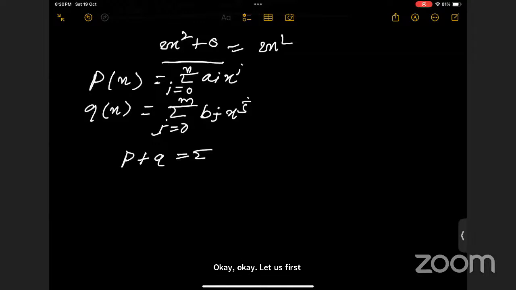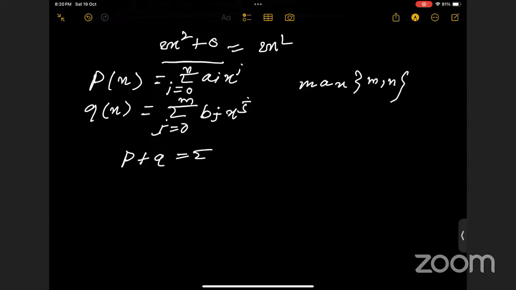So what will be the degree of p plus q? It should be the maximum of m or n. Yeah. So it's basically the maximum of m and n, right? The degree of p plus q is the maximum of m and n.